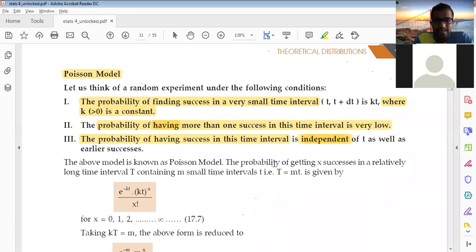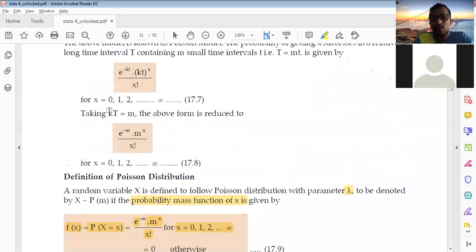Now students, then we looked at the formula, and this was the formula: e to the power minus m into m to the power x divided by x factorial. I told you we use m here, but actually it is called lambda. It's a Greek alphabet, but here they have used m. And I made you remember one more thing, students: you should remember the value of e here, because you will not get any tables to work out. So e is nothing but, we will see the value later.